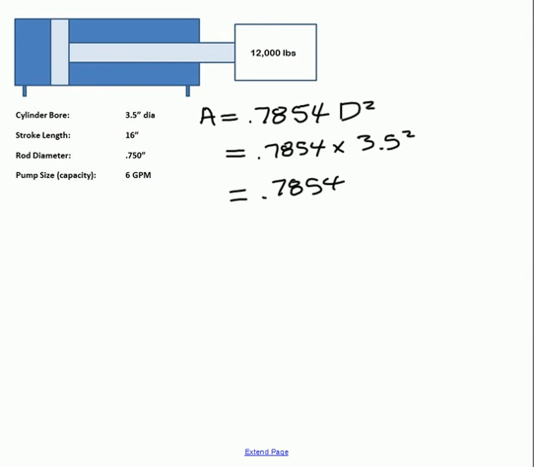0.7854 times 12.25. That's punching into your calculator 3.5 and multiplying it by itself or squaring it. And then if we were to calculate that out, we'd come up with a piston area of 9.621 inches squared. So that is the area of our full piston.